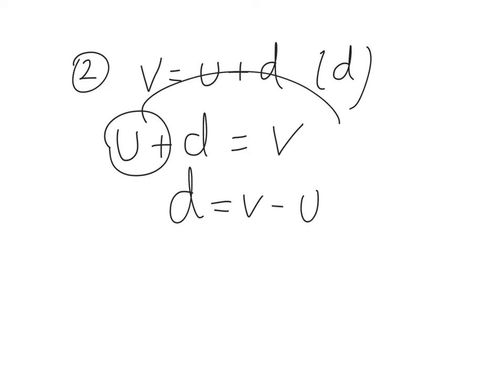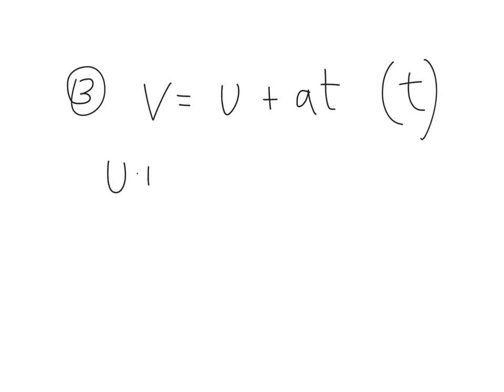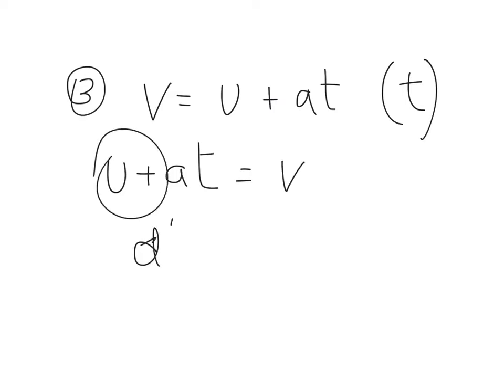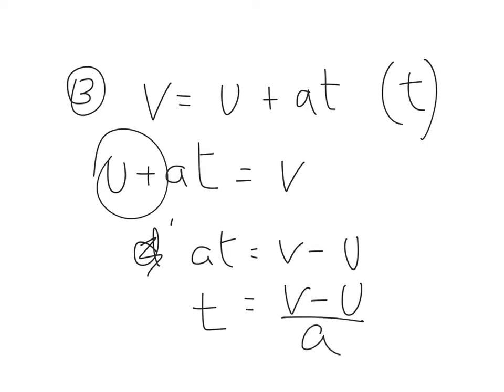Example 3. Okay, this time we've got V equals U plus AT. So there's going to be a couple of steps to this one. We're changing the subject of the formula to T. So again, swap sides. U plus AT equals V. We're going to get rid of plus U by taking away U. So AT equals V minus U. We get rid of multiply by A by dividing by A. So the opposite operation. And T equals V minus U over A.